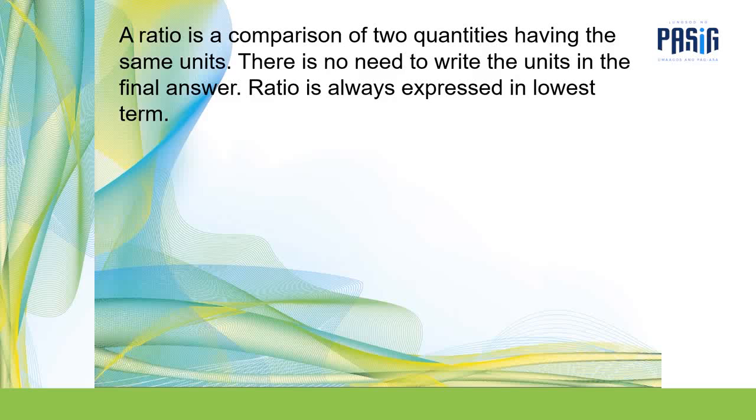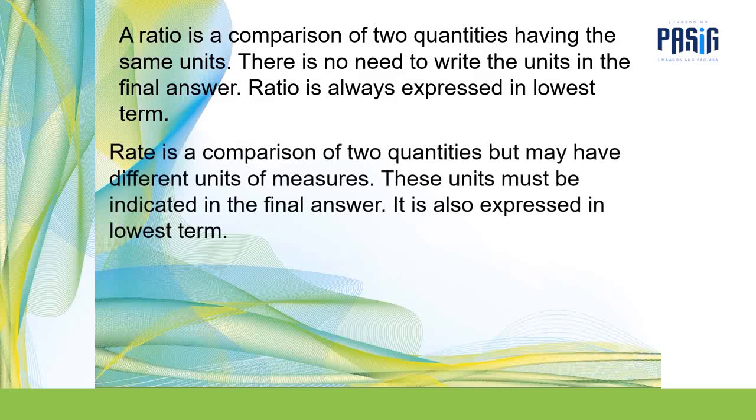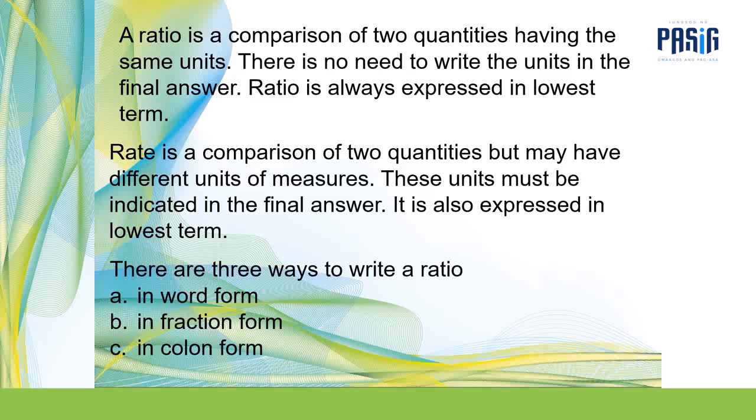A ratio is a comparison of 2 quantities having the same units. There is no need to write the units in the final answer. Ratio is always expressed in lowest term. Rate is a comparison of 2 quantities but may have different units of measures. These units must be indicated in the final answer. It is also expressed in lowest term. There are 3 ways to write a ratio: in word form, in fraction form, and in colon form.